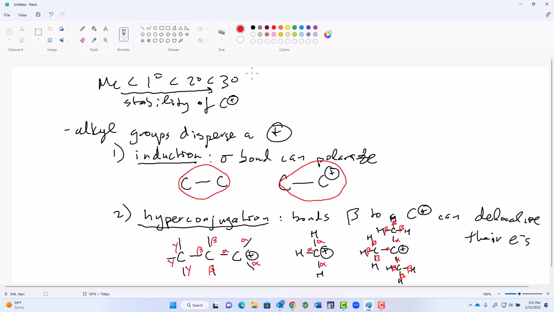So we see the stability is twofold. It comes from inductive effects, so the more carbons we have around a carbocation, the greater we have that sigma bond polarization to stabilize the positive charge.